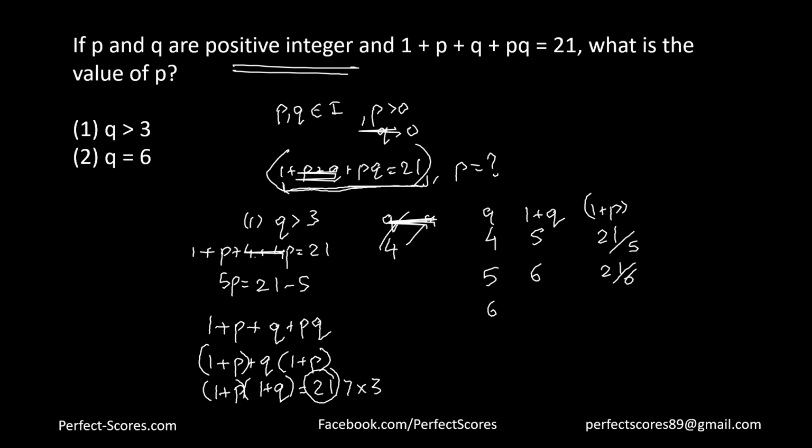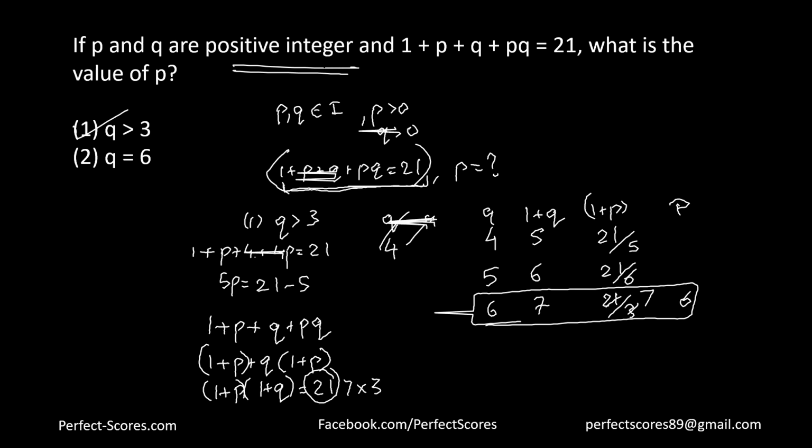If Q is 6, what is 1 plus Q? 1 plus Q is 7. And what is 1 plus P? 1 plus P is 21 over 3. That means what is P? This is 7. That means P is also equal to 6. And these are the numbers that work out. If you keep going forward, none of the numbers will work out, and you should stop right there. That means this is the number set which actually works. So Q is 6 and P is 6, and this statement is sufficient.